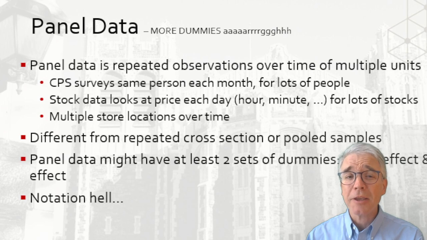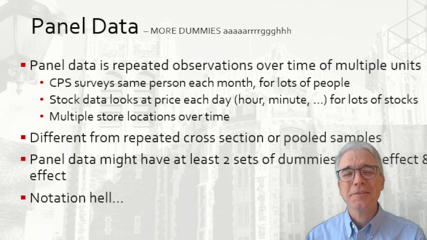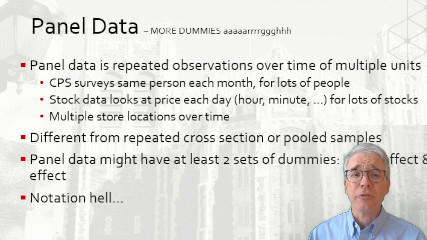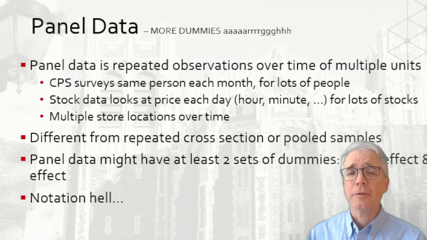Now, usually when we have panel data, we have a lot more dummy variables. Hooray! But you've got to do even more work to get it right. Panel data is repeated observations over time of multiple units. For example, some CPS surveys talk to the same person each month, but lots of different people. That's a panel. Cross-section would have a number of different people or units at one particular time. A time series would have data on one unit over multiple times. Panel is kind of a rectangle of data, both lots of observation units and lots of times for each unit.